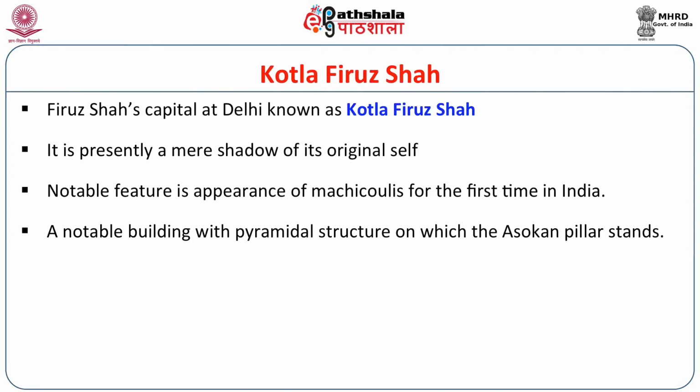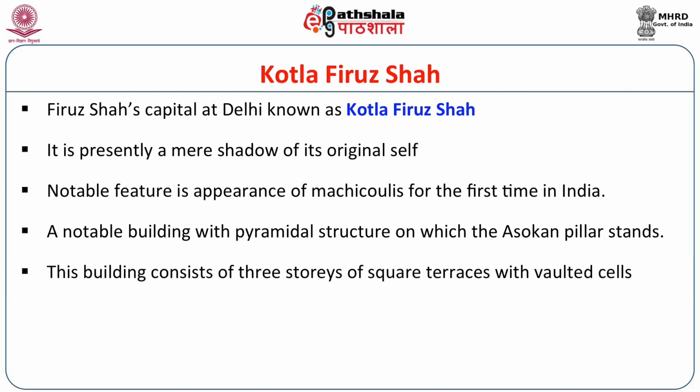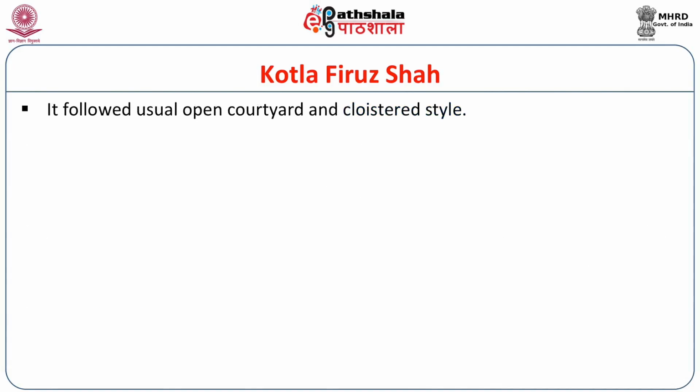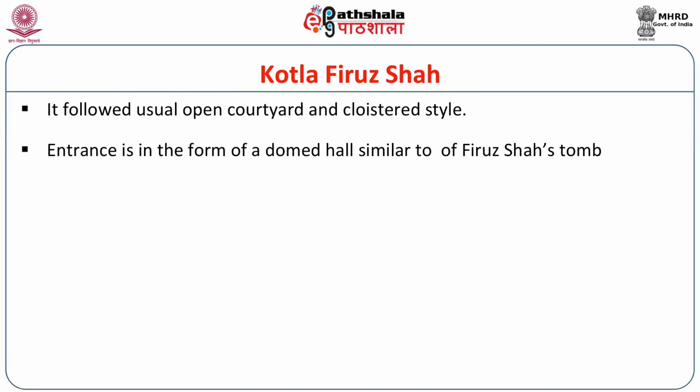A notable building that is extant till now is a pyramidal structure on which the Ashokan pillar is standing in the middle. This building consists of 3 stories of square terraces with vaulted cells. Another important building within this Kotla Firoz Shah is the Jami Mosque, which seems to have been originally an imposing building of 2 stories. It followed the usual open courtyard and cloistered style, and the entrance is in the form of a domed hall, very similar to Tughlaq's tomb.